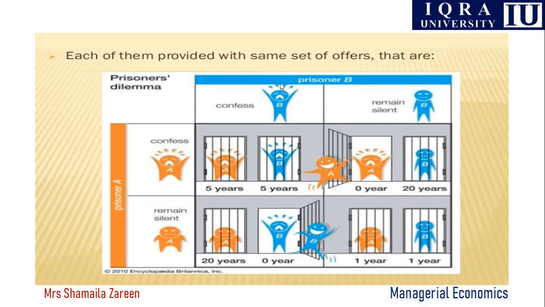It means if prisoner B will confess, prisoner A has two options, whether to confess or to remain silent. If he confesses, he gets 5 years jail. These are the payoffs. If he remains silent, he will get 20 years jail. So confess is the better option. Column wise, you can see the payoff of prisoner A, and row wise are the payoffs of prisoner B.